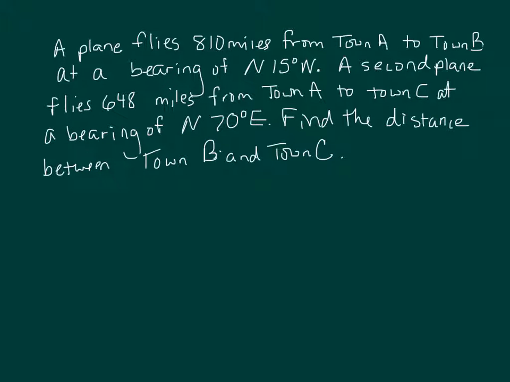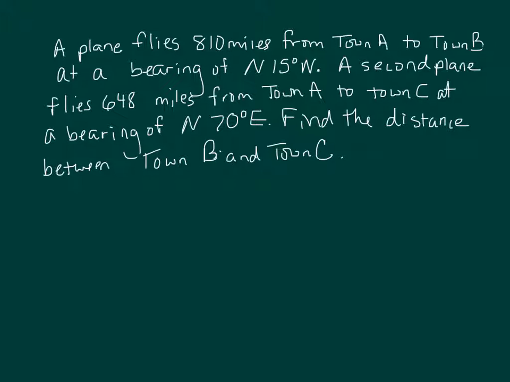For this problem, we have a bearing problem. We have a plane that's flying 810 miles from town A to town B, and the bearing he is flying is north 15 degrees west. Then a second plane is flying 648 miles from town A to town C, and his bearing is north 70 degrees east. We're asked to find the distance between town B and town C.